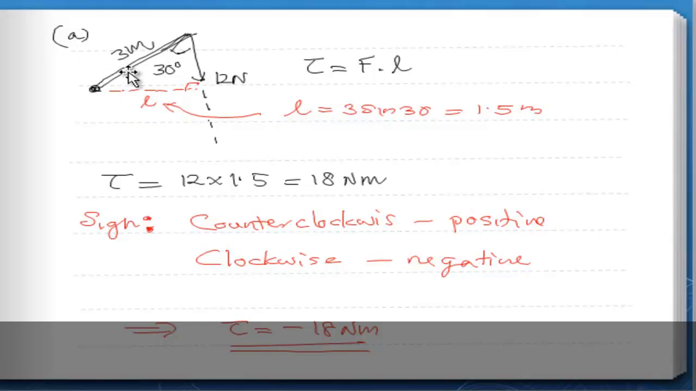For this situation, the lever arm is 3 sine 30. So that's 1.5. So the torque is 12 times 1.5. That's 18 Newton meters. This is a clockwise rotation. This force makes a clockwise rotation, so it's a negative torque. So it's negative 18 Newton meters.